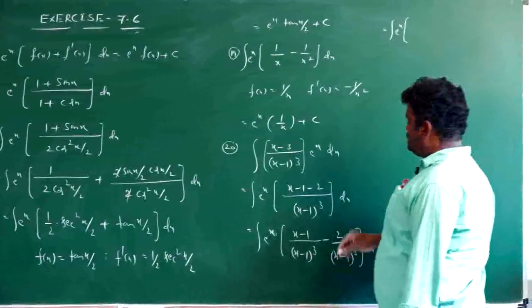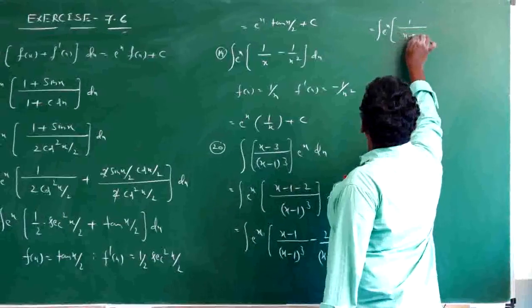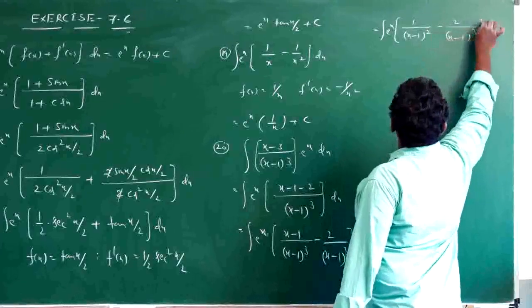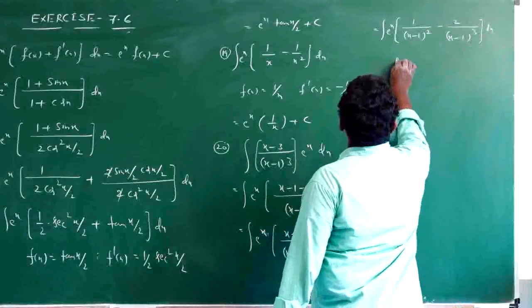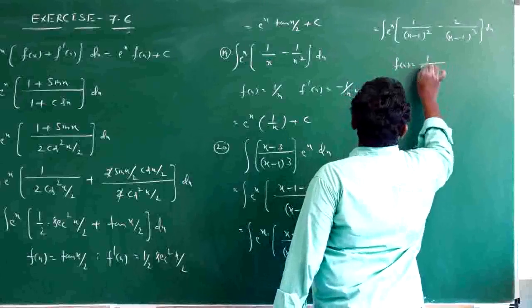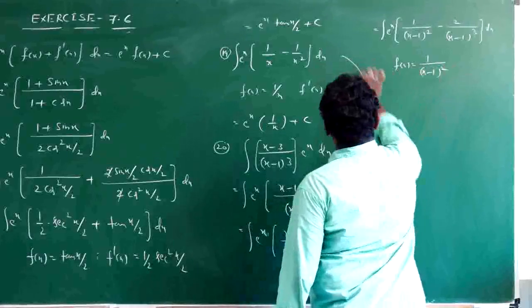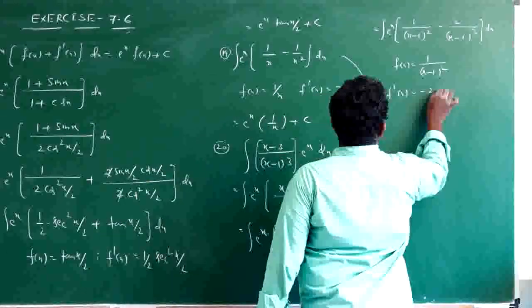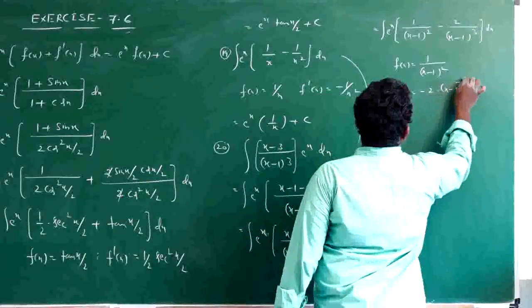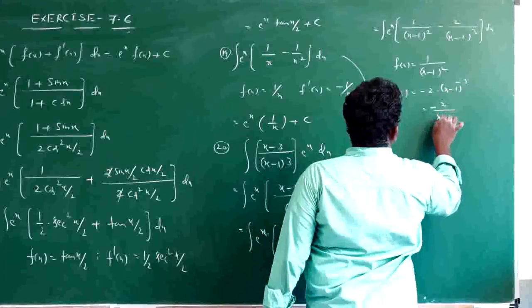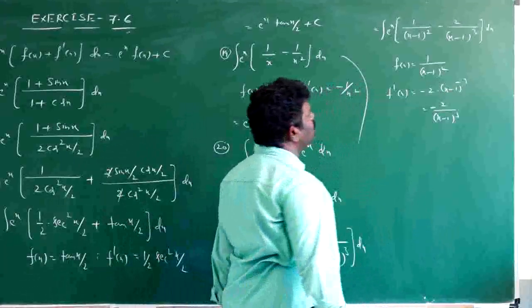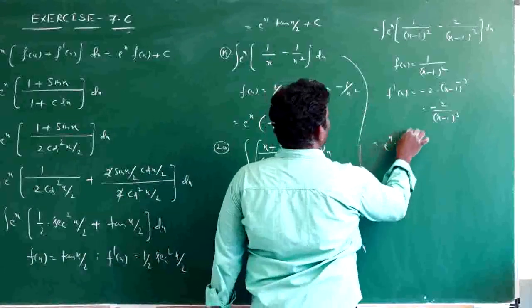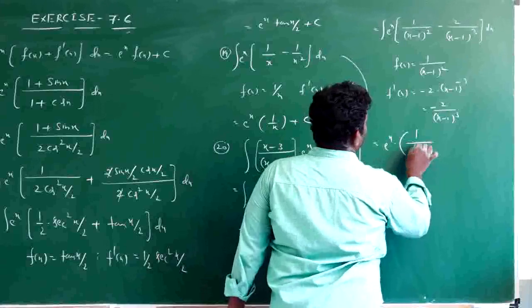With the cancellation, we get 1/(x − 1)² − 2/(x − 1)³ into dx. If we take f(x) = 1/(x − 1)², then the derivative is −2/(x − 1)³, which is the second term. Then the answer is e^x into 1/(x − 1)² + c.